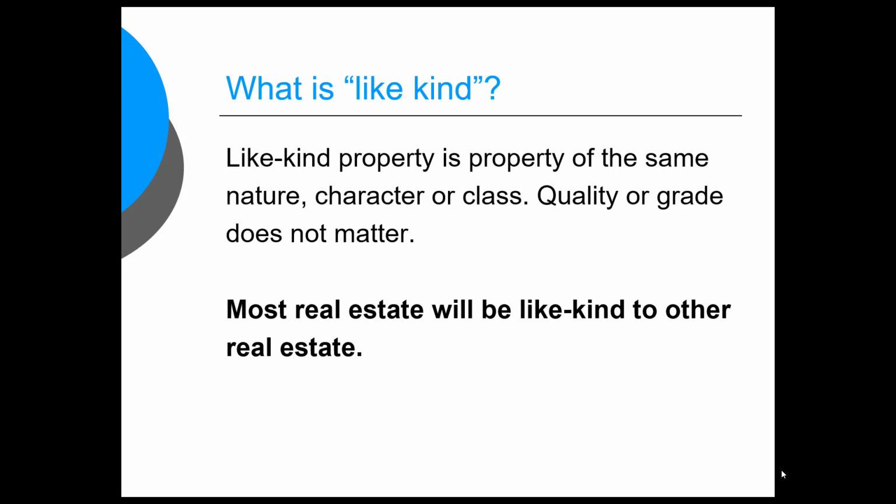So, for example, if you had an apartment complex, you could sell the apartment complex and buy a ranch as long as you were using it for investment or business purposes. You could sell the ranch and buy duplexes. You could sell the duplexes and buy vacation rentals. You could sell the vacation rentals and buy a blank piece of land that you're going to use for some investment purpose. So real estate is going to be like kind to other real estate.